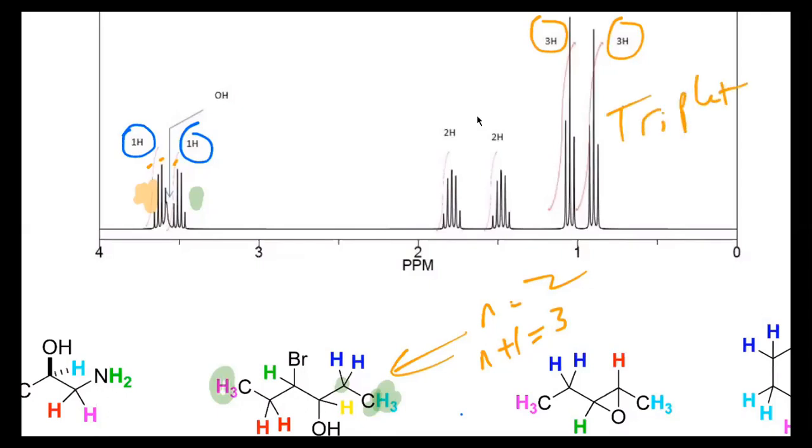All right. And then what about here? Same thing, right? So N is 2, N plus 1 is 3. Is that okay?